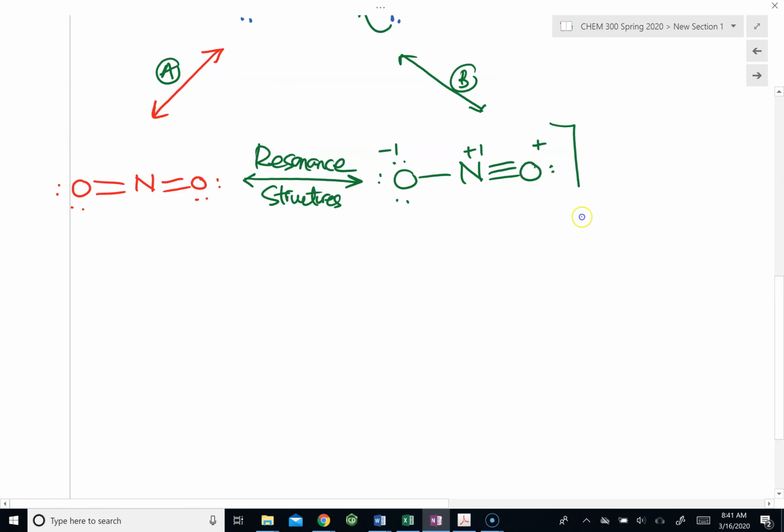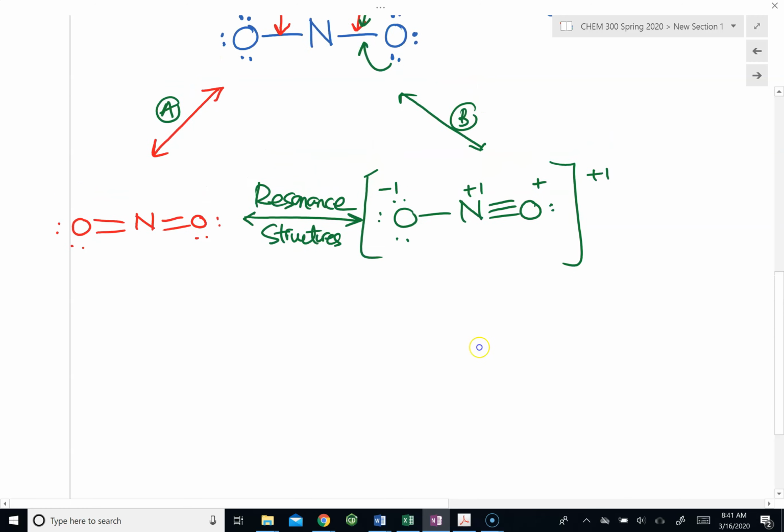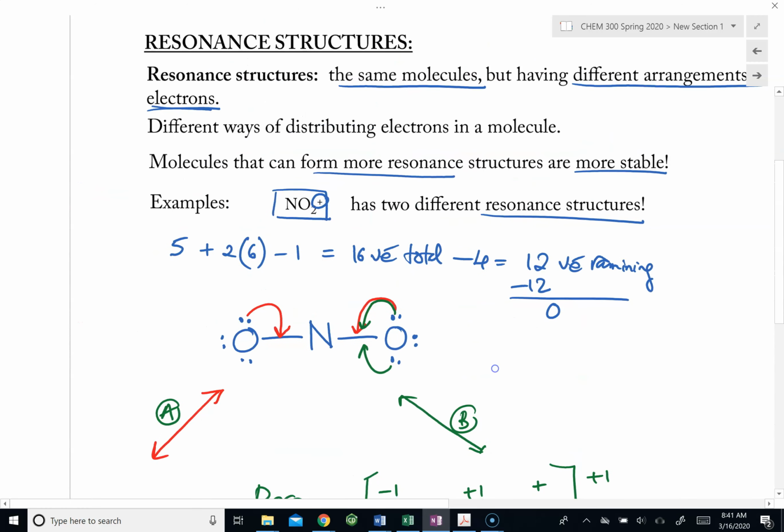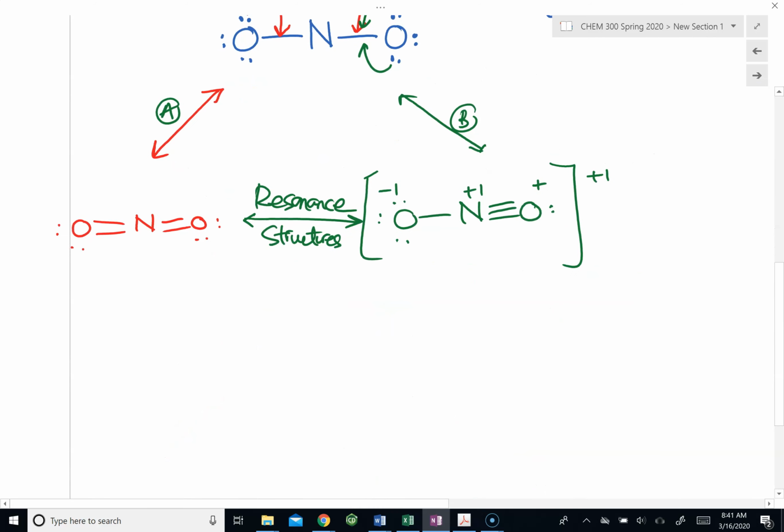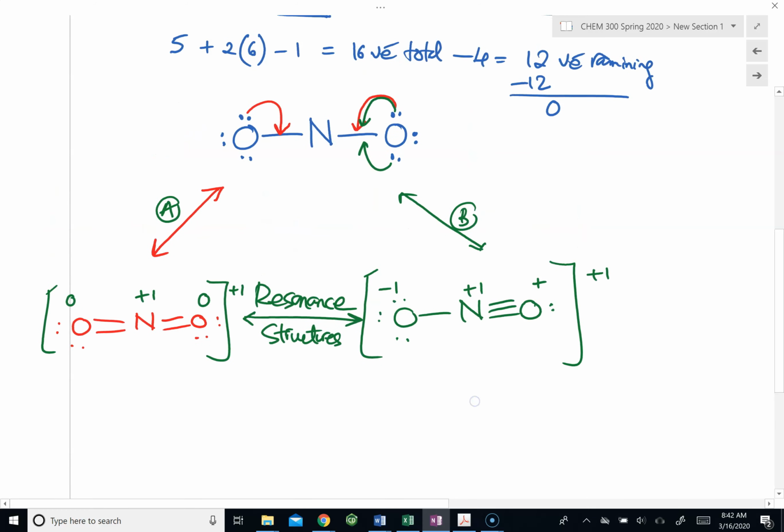And the overall charge would then still be positive 1, which is exactly the overall charge that we saw previously. And again, applying formal charge to the other resonance structure, we see this oxygen would be neutral. This nitrogen is positive 1, and this oxygen is neutral. So the overall charge is also positive 1. So there you go. These are the two resonance structures.